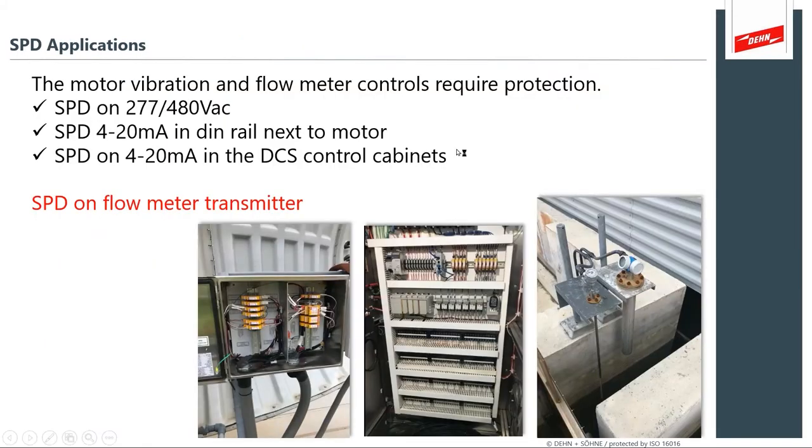Further SPD applications on things like motor vibration and flow meter controls that require protection. Is there surge protection on the AC power? Check. Is there SPDs on the 4 to 20 milliamp right next to the motor control panels? Check. Is there SPDs on the indoor DCS control cabinets, the data control centers? Check. But watch out, there's a red flag. Is there an SPD on these flow meter transmitters that are out at the remote parts of the site? And this is what's important. You need to look at those exposed victims and apply surge protection at the point of use.